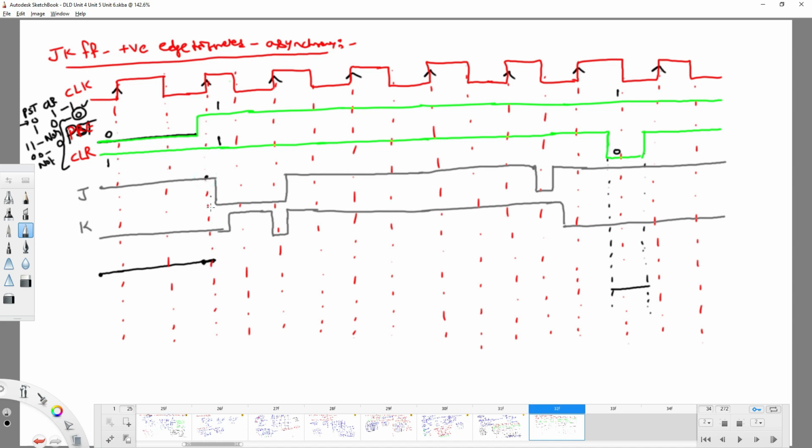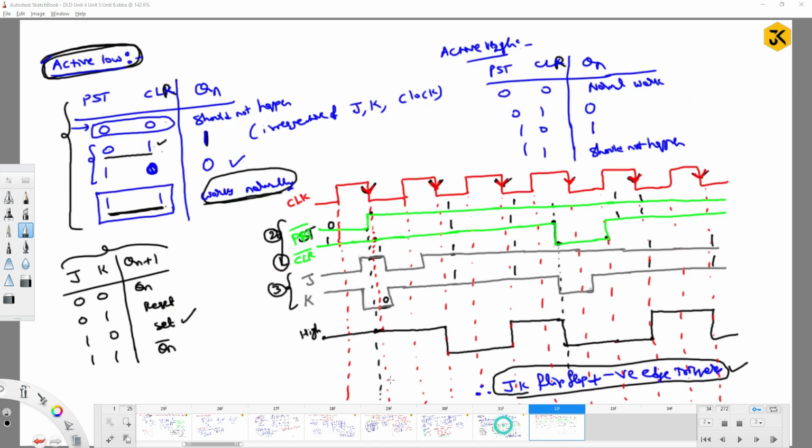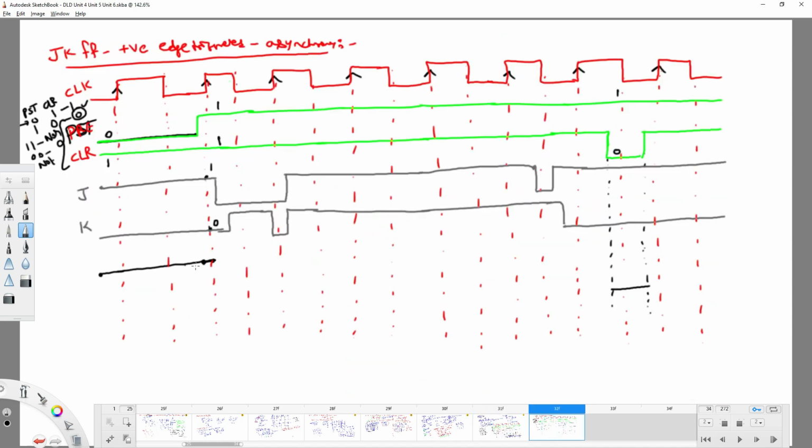When you reach this point, J is 1 and K is 0. For 1 0 it will be in the set state, so I will continue. Once I continue, it will continue until the further positive edge. Yes, I am at the positive edge. Now J is 0 and K is 0. When it is 0 0, it should be in the same state, right? So you have to continue further until the next stage.